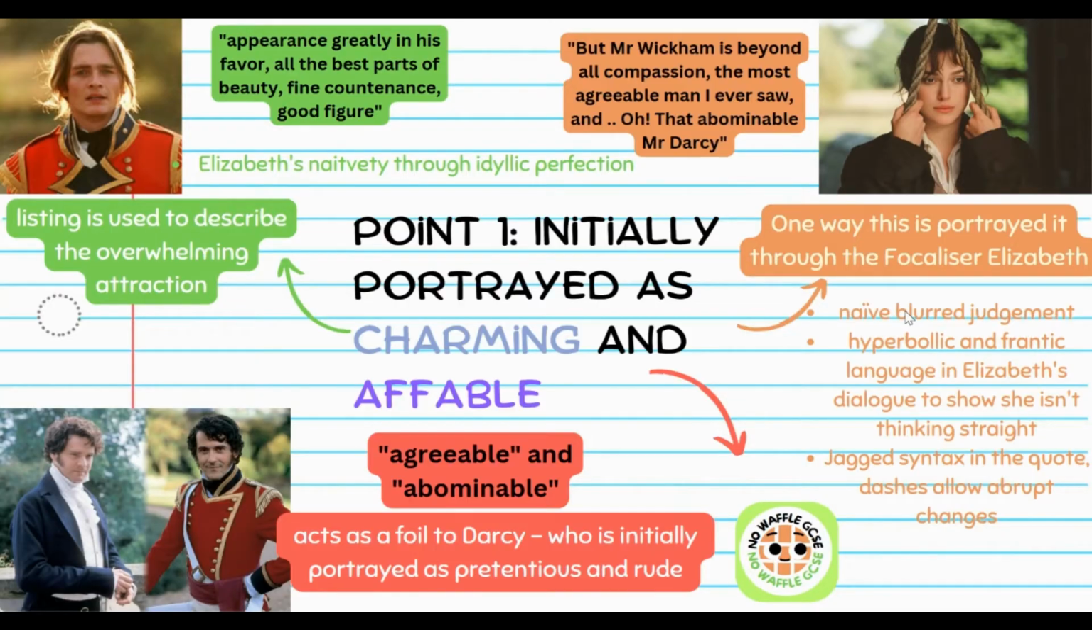Now, this acts as a foil to Darcy. So initially, Darcy is portrayed as pretentious and rude, and Wickham is portrayed as kind and warming. And you see these two characters totally flip in the narrative, but you can see how, because these two adjectives, agreeable and abominable, are alliterative, you can really connect how they are presented as foils, which means they act to contrast one another.